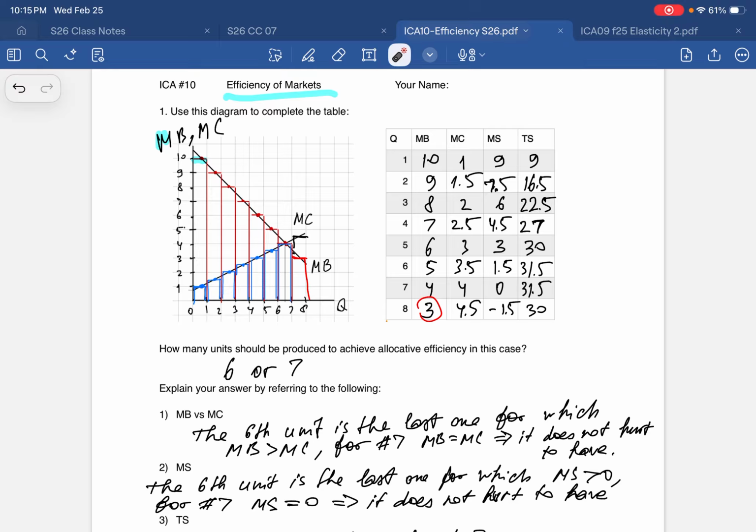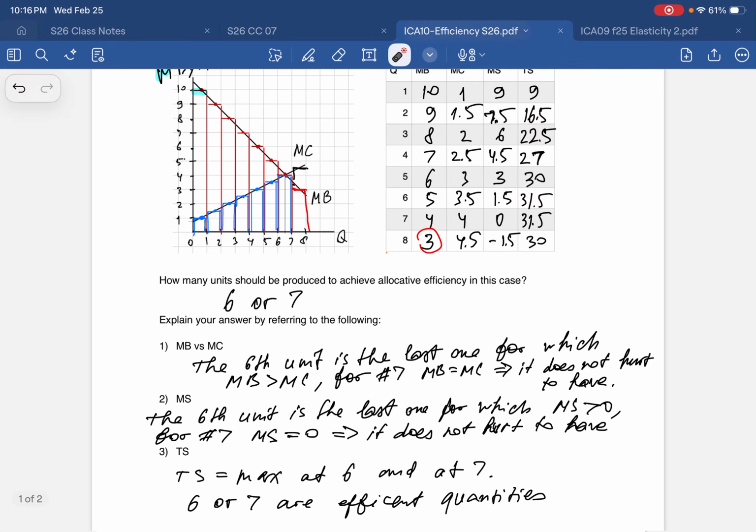And then total surplus is the sum of marginal surpluses up to this point. So when you're adding the first unit, you have $9 of total surplus. Then for 2 units, it's 9 plus 7.5. Then for 3, it's all this put together. And you keep adding them up all the way.